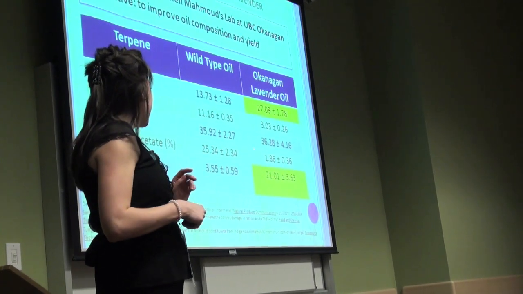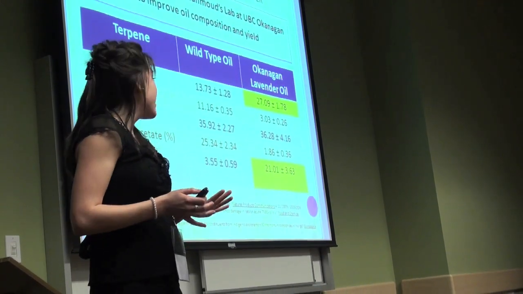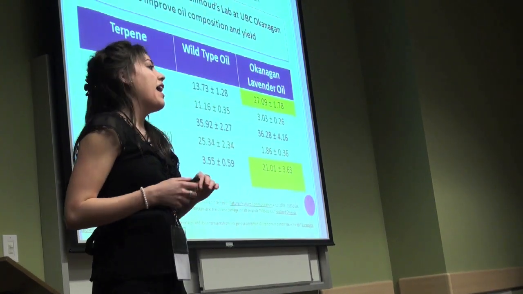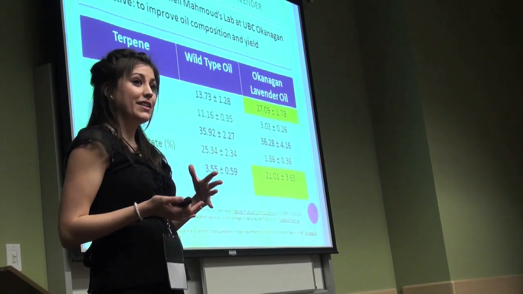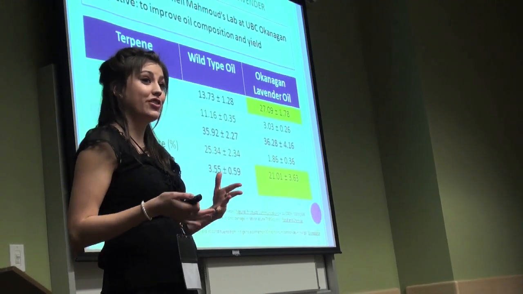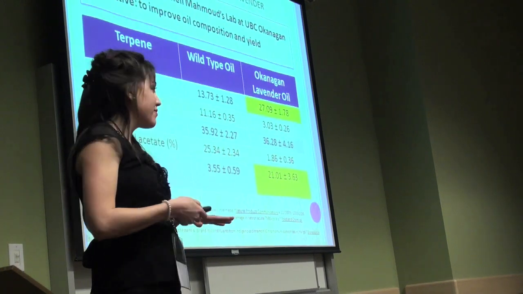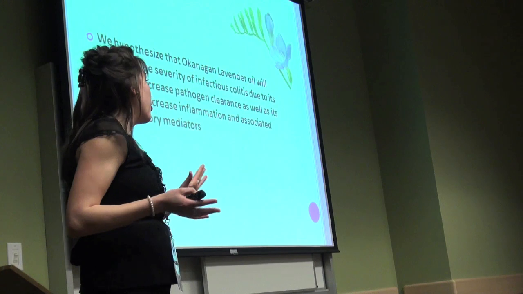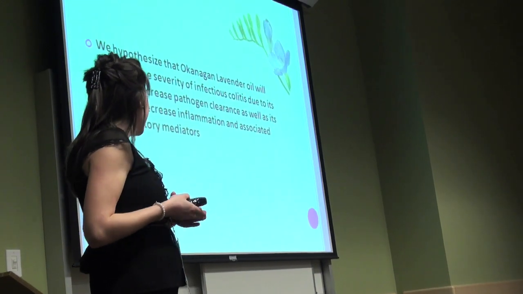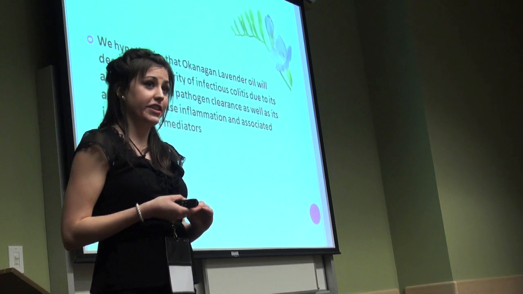As you can see, they were fairly successful in doing this, but they also greatly increased the concentration of cineol and borneol. Now, cineol and borneol have both been proven to have widespread anti-inflammatory properties, and cineol has also been shown to have antioxidant and antimicrobial properties, as well as an ability to inhibit pro-inflammatory cytokines such as tumor necrosis factor alpha, and borneol has been shown to inhibit oxidative damage. So we hypothesized that Okanagan lavender oil will decrease the severity of infectious colitis due to its ability to decrease inflammation and associated inflammatory mediators, as well as its ability to increase pathogen clearance.